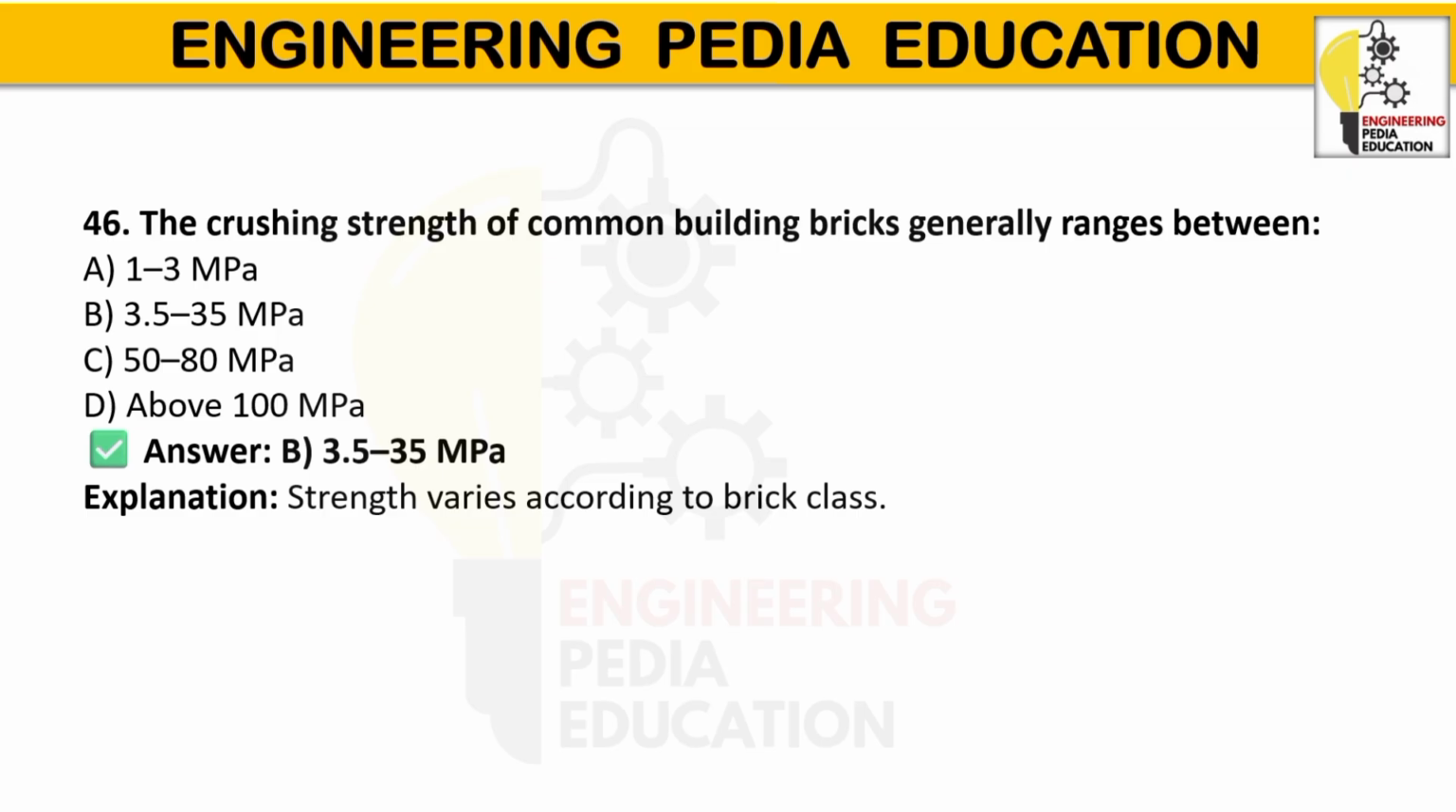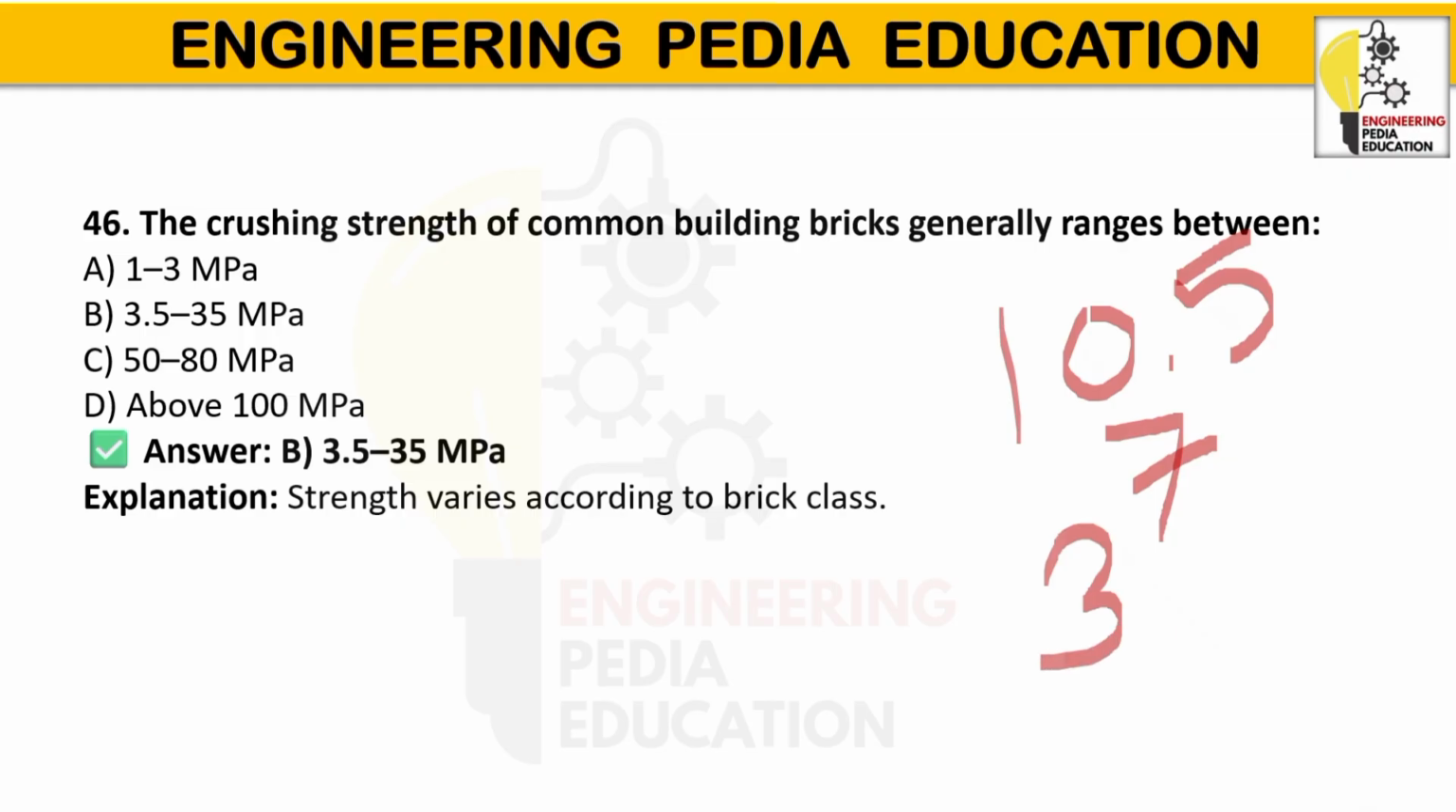For first class brick it is 10.5 MPa. For second class it is 7 MPa. For third class it is 3.5 MPa. And for fourth class it is below 3.5 MPa. These are the ranges for strength.